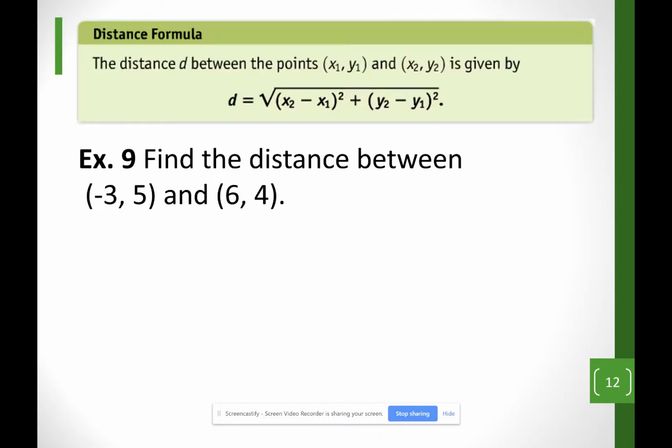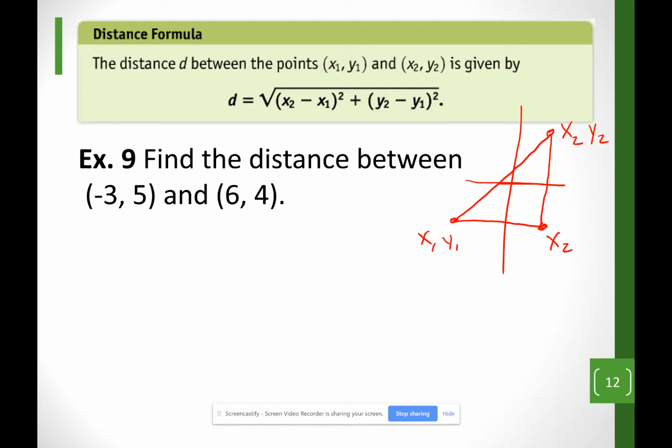Now, for distance, let's say I had a point. There's my coordinate plane. I have a point. The coordinates of this one are going to be x2, y2. I had another point, and the coordinates of this are x1, y1. I want to know the distance between them. Technically, I can create a triangle. The coordinates of this other point are going to be x2 because it's the same x as this other value, and y1 because it's the same y as this other value.